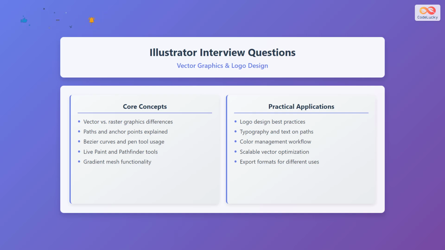Typography and text on paths demonstrate ability to create dynamic text treatments that follow custom shapes. Color management workflow shows understanding of how colors translate between screen and print environments. Scalable vector optimization involves preparing files for different uses while maintaining quality. Export format knowledge covers when to use scalable vector graphics, encapsulated PostScript, or other formats depending on final application requirements, whether for web use, print production, or further editing in other applications.